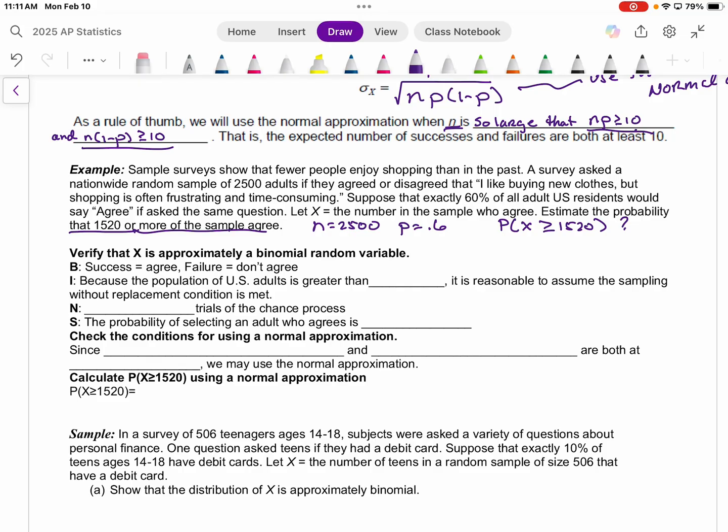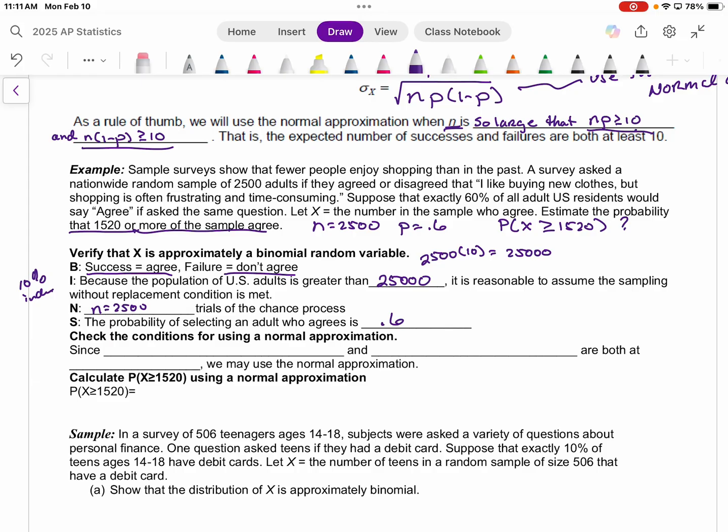So our success is they agree, failure, they don't agree, because the population of U.S. adults is greater than, let's see, they sampled 2,500. 2,500 times 10, 25,000. Are there more than 25,000 U.S. adults? Yes, so we're way below that. So we know we're good, which means we met that 10% condition for independence. My number of trials was 2,500. The probability of selecting an adult who agrees is 0.6.